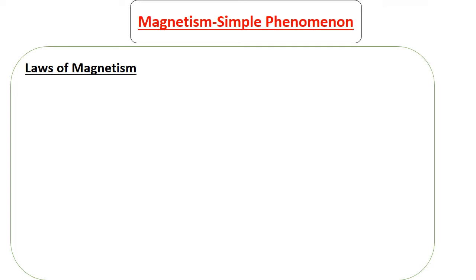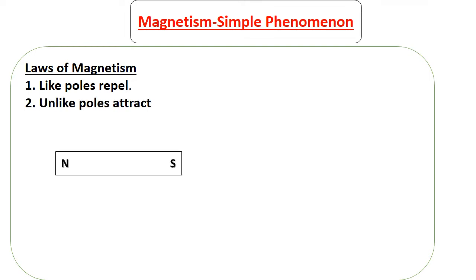So we're going to take a look at two laws of magnetism. The first law states like poles repel. Remember the laws of charge, where we said like charges repel and unlike charges attract. The same law applies here, but here we are not talking about charges, we're talking about poles, the ends of magnets. So like poles repel, that's the first law. The second law is unlike poles attract.